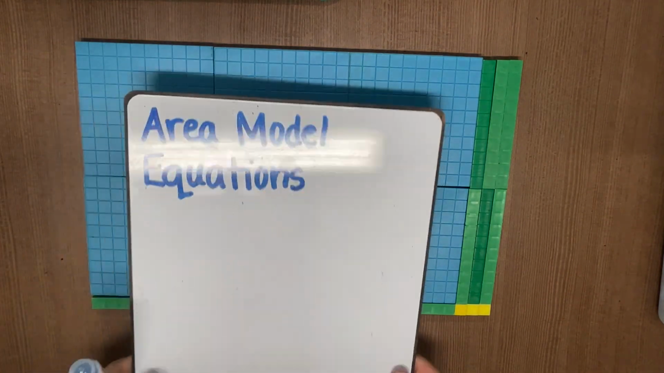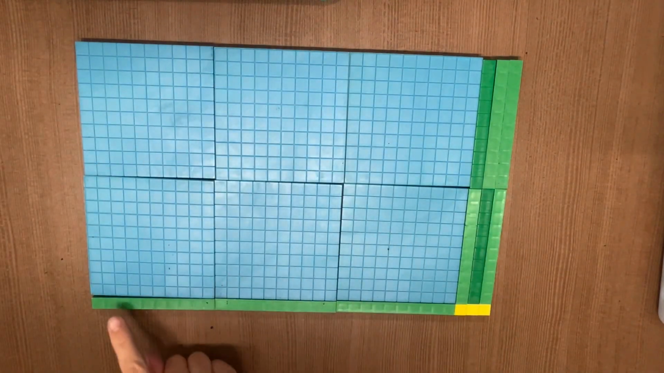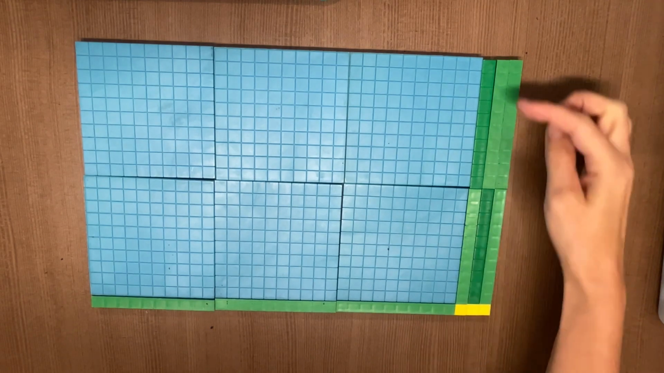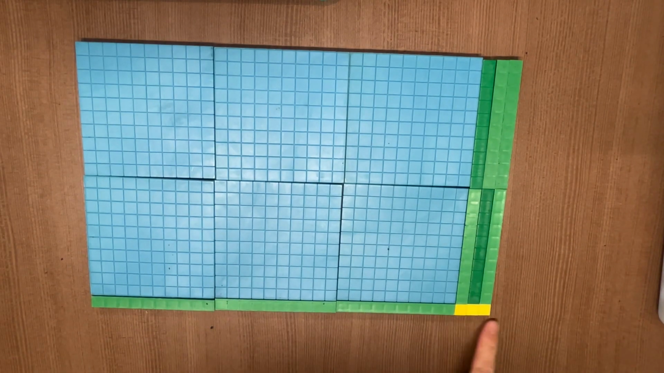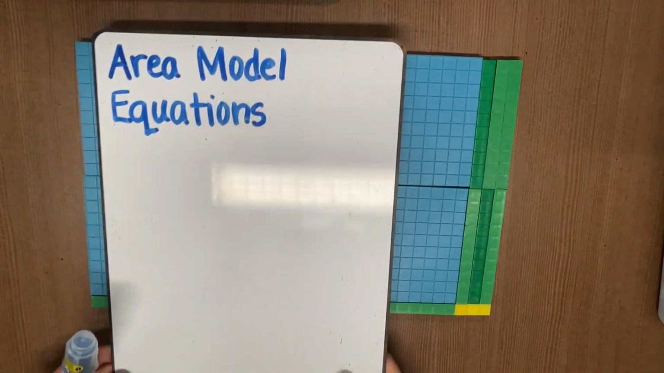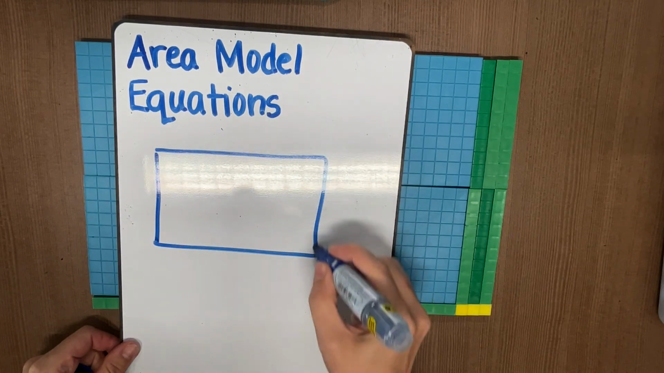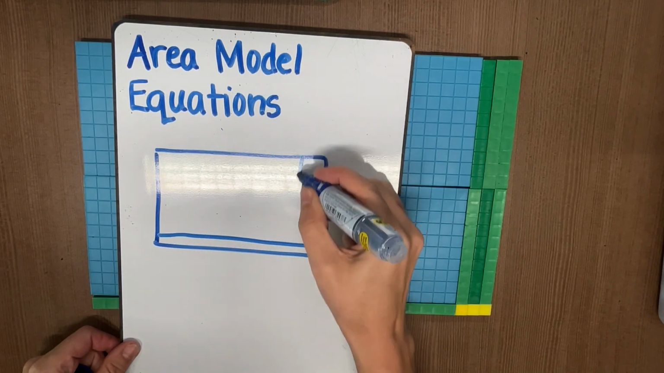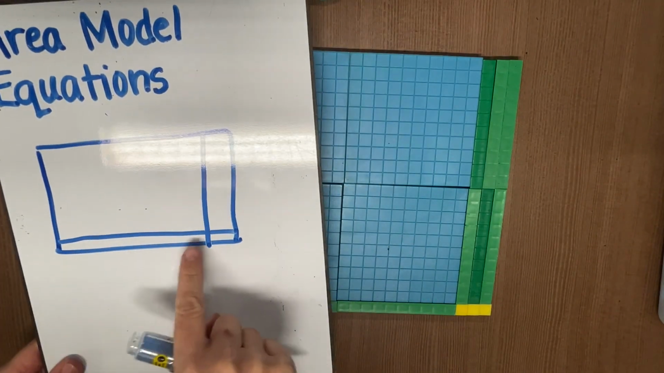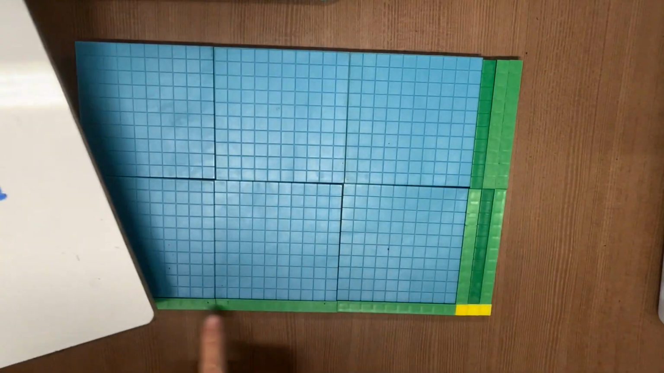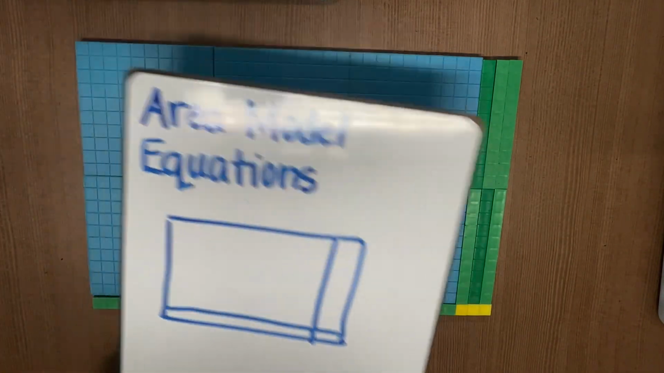First, I'm going to draw an area model, and I notice that this has the blue hundreds, the green tens here, and the green tens here, and the yellow ones. So I'm going to draw an area model that looks the same as this rectangle. I have my blue hundreds, my green tens here, and my little yellow ones.